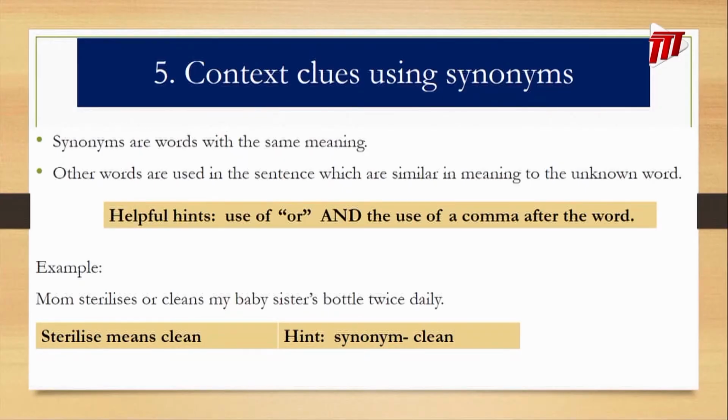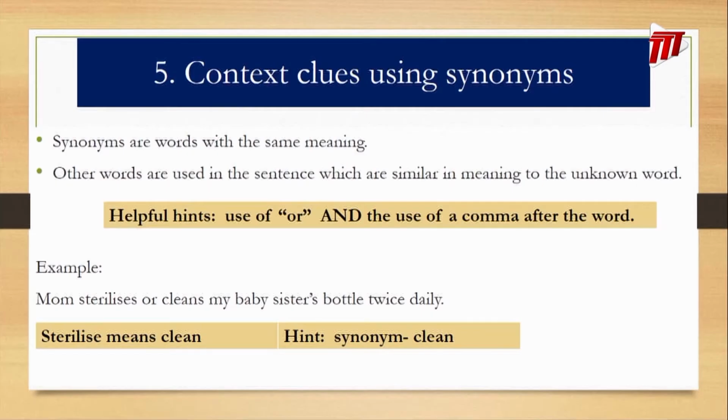Now let's look at how synonym clues are used in context. Synonyms are words with the same meaning. Most of us will know that already. Other words are used in a sentence which are similar in meaning to the unknown word, and this is how synonym clues are used. When we have an unknown word, synonyms are placed in the sentence, and this would give us an idea of what the word really means. Helpful hints include the use of or and the use of a comma after the word.